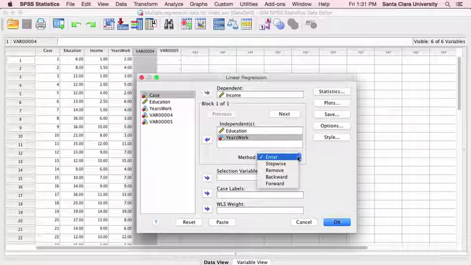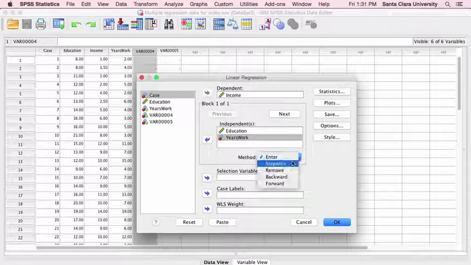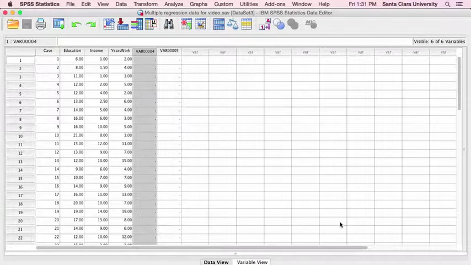how we want to enter the variables. So the enter option means you just put all of the predictor variables into the model at one time and see how it turns out. Stepwise is a method where you can have the variables entered one at a time into the model, with the strongest predictors being entered into the model first, and that lets you see how much additional variance is explained by each predictor variable that you add to the model. We're just going to do the simple enter method and click OK.